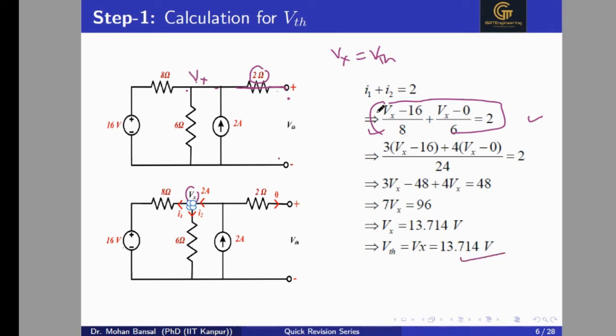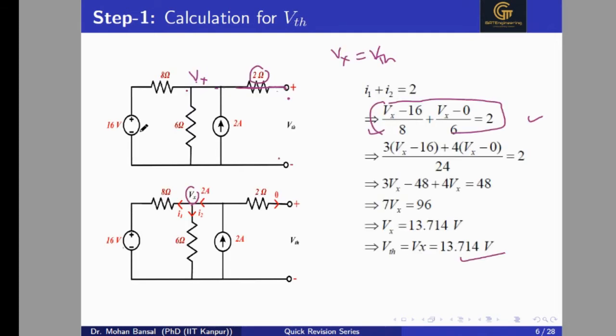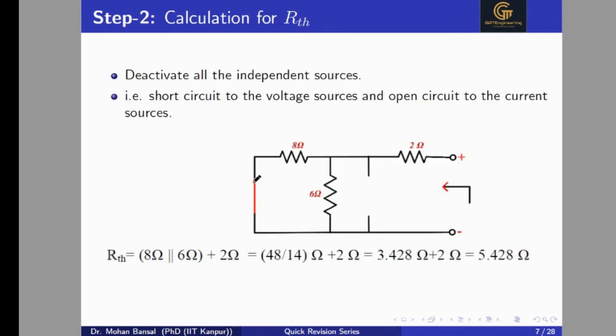Now, in the second step, we will find out the RTH. For computation of RTH, first we will remove the load resistance and we will deactivate all the independent sources. Deactivation means that we will short circuit the voltage source and we will open the current source. So you will get a new circuit. This is short circuited, this is open circuited. Now you have to compute the RTH across this terminal. The 8 ohm is in parallel with the 6 ohm resistance, and this overall resistance is in series with the 2 ohm resistance. So 8 parallel 6 plus 2 is the RTH. After simplifying it, we are getting 5.428 ohm.